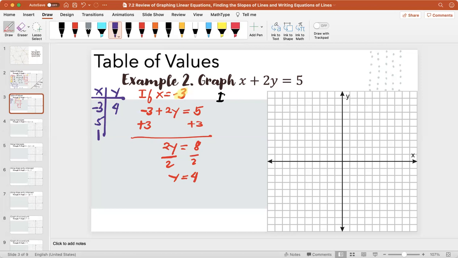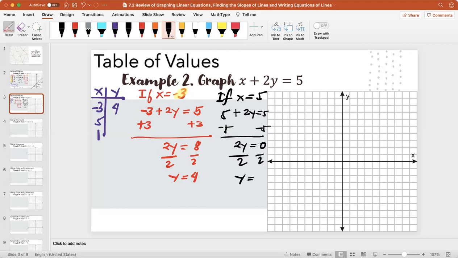So let's continue here. If x is equal to 5, then we have to use this equation again. x plus 2y equals 5. Plug in 5 to x. If it will not give you an integral value, we can change that again. So your x is now 5, right? So we plug in 5 to x. So this is 5 minus 5. The 5 minus 5 is 0. We have 2y equals 0. Well, 0 is an integer, so we can have a value. We divide both sides by 2, so you have 0.